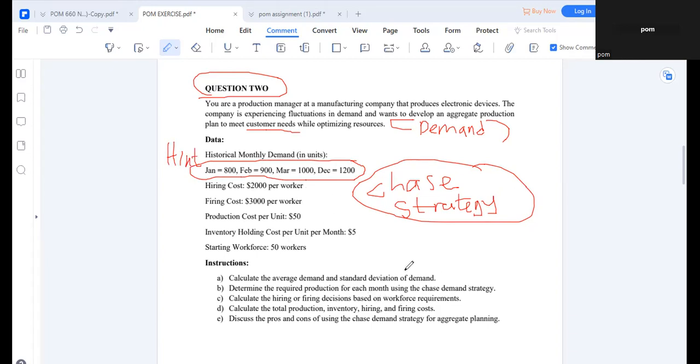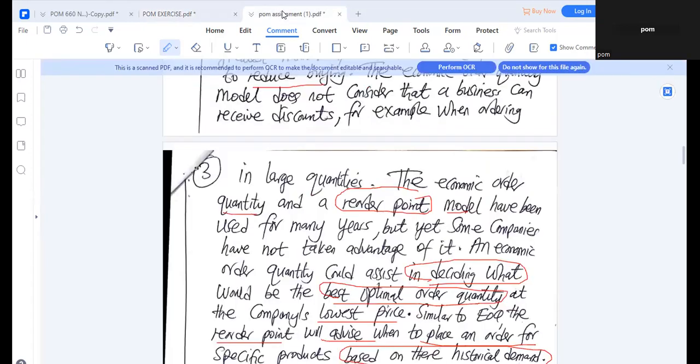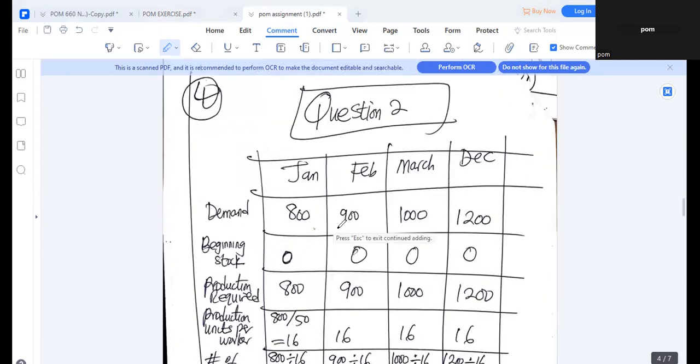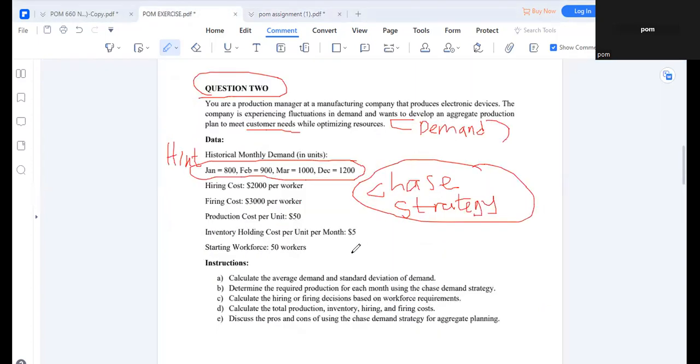All right, so this is what this question was all about. From the demand, we can tell that we needed more people in those other months. So here you can see we have the demand of 800, the demand of 900, the demand of 1,000, the demand of 1,200. Beginning stock, we are told that it was 0. Beginning inventory, they didn't mention. But the starting workforce was 50 workers.